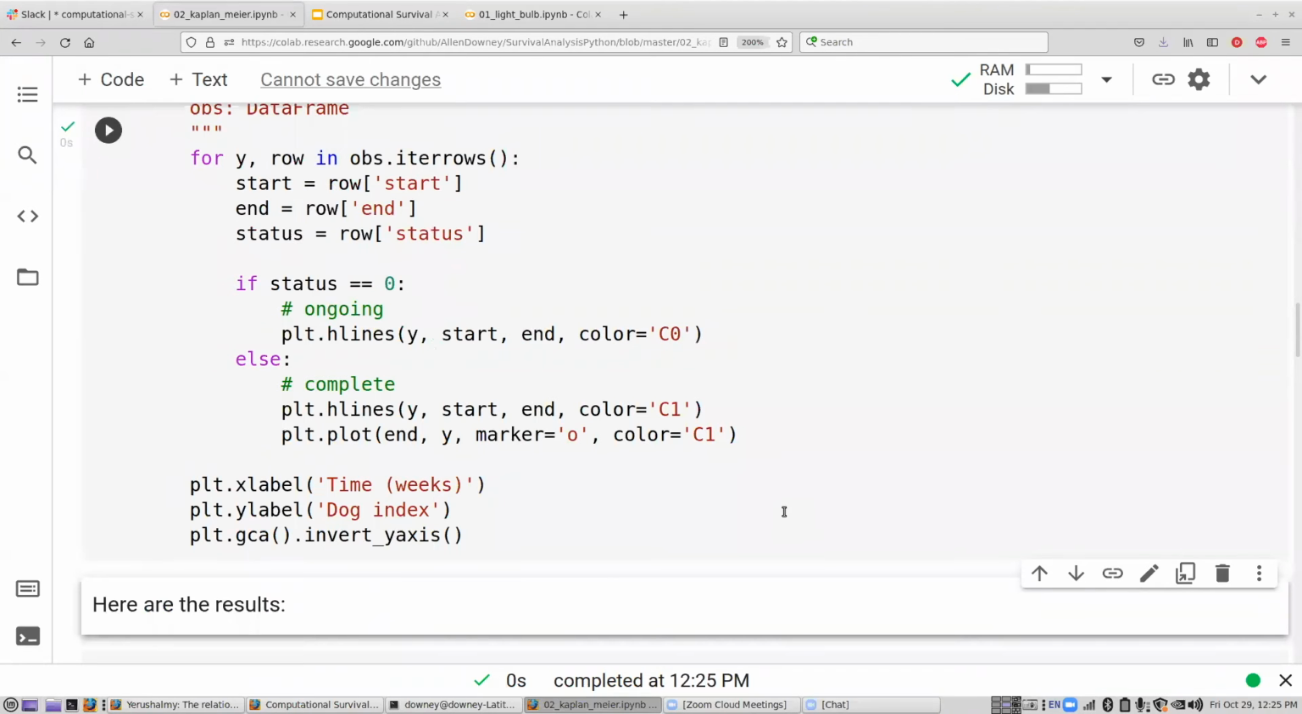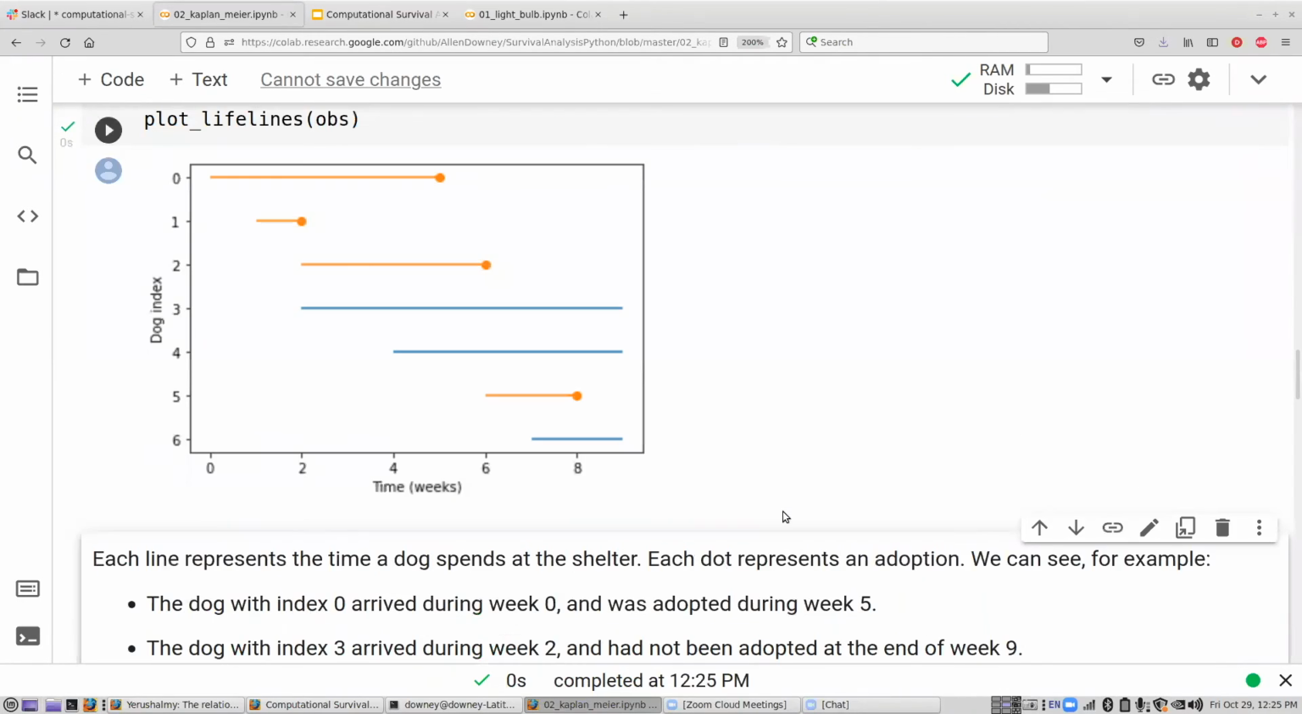And I've got a function here. If you enjoy matplotlib, you might like the details, but what it does is it generates a plot that looks like this. And these are called lifelines. And they represent, in this case, the life of the dog, meaning from the time that it arrives in the shelter until the time that it leaves the shelter. And again, there are 2 kinds of cases. The orange lines end with a dot, and that means an adoption. And the blue lines end at the end of the observation window. And so that means that that dog had not been adopted at the time that we stopped watching.